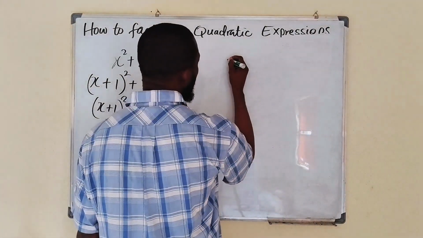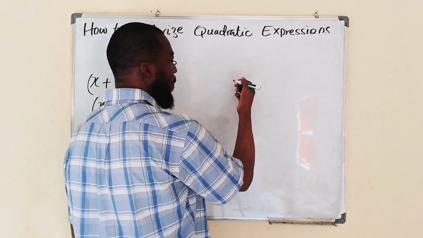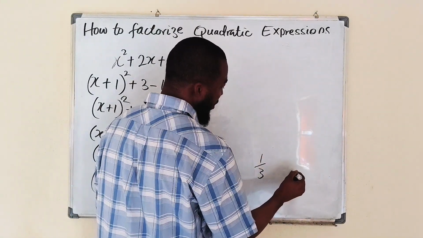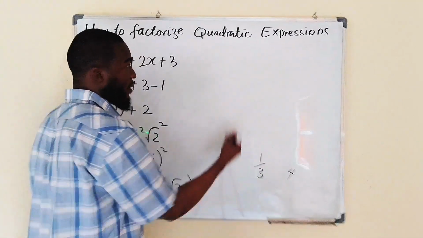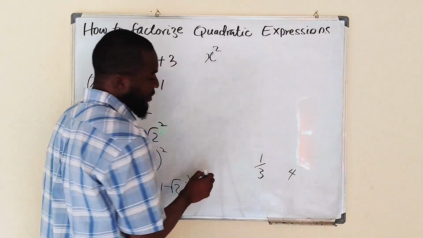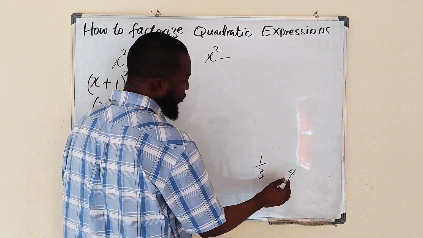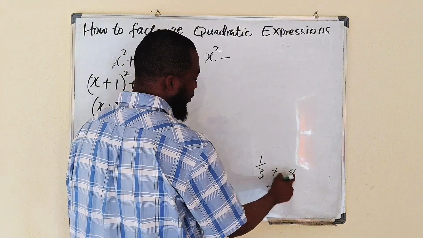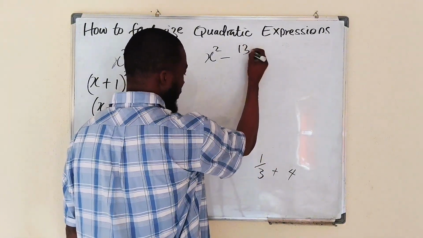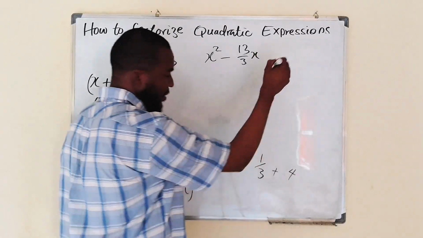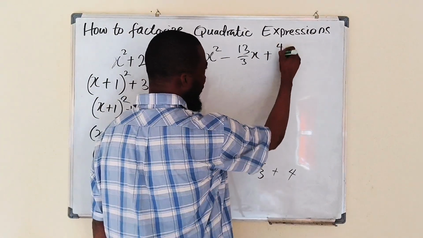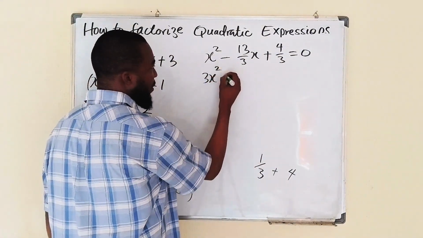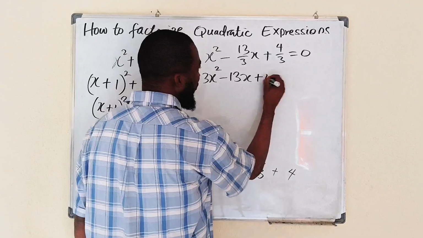For example, I want to create an equation. Let me see, what if we have 1 over 3 and 4 as roots. So we have x squared minus the sum of these roots. If we add these two together, we have 13 over 3, times x. Then we multiply them together, we have 4 over 3, equals 0. This is 3x squared minus 13x plus 4 equals 0.